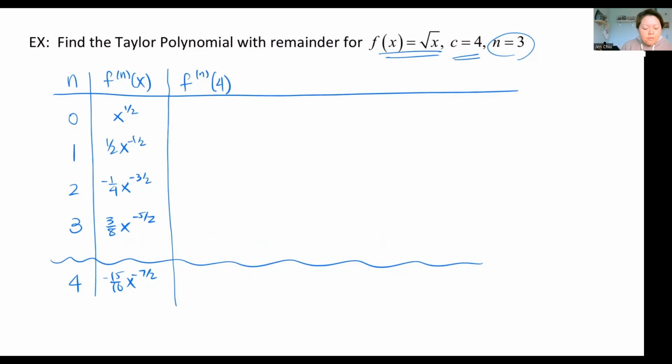Okay, so we're going to plug in our 4. Square root of 4 is 2. And then you have 1/2 times 4 to the negative 1/2, which gives you 1/4. You get negative 1/4.